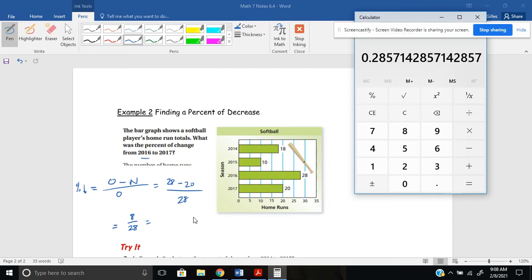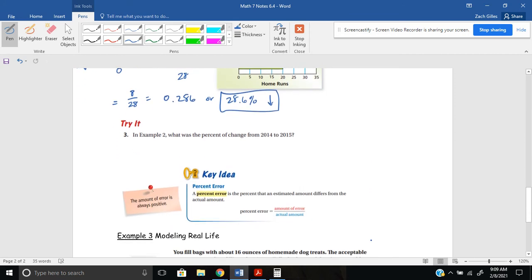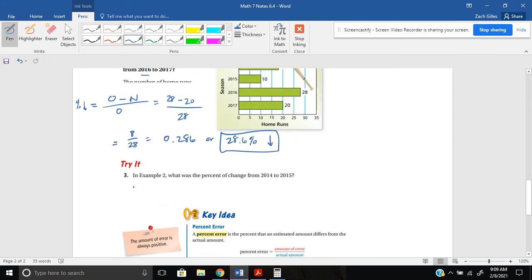So that's the same as, let's see, 0.286 or 28.6%. That's a decrease. Okay, 28.6% decrease. And that makes sense. 28 down to 20 for home runs there. Okay, pause to try it here and see how you do.